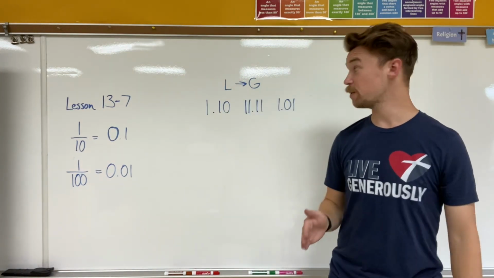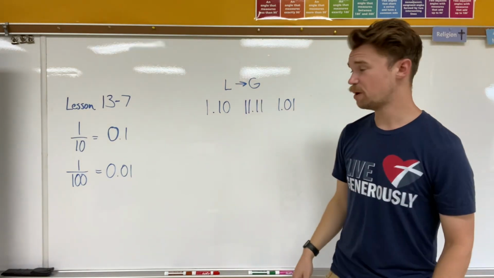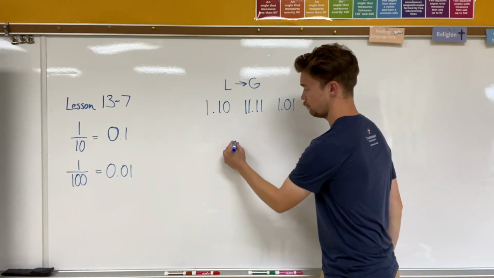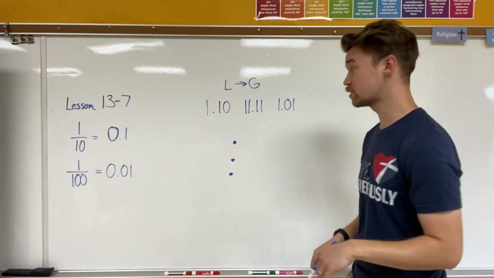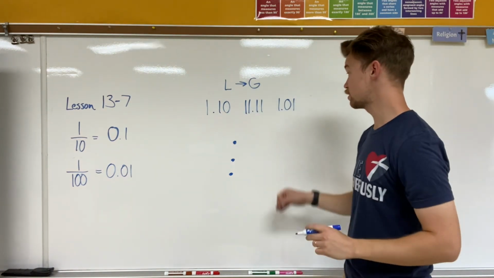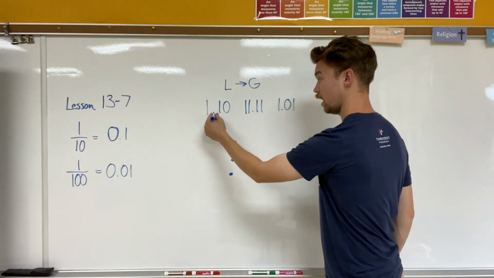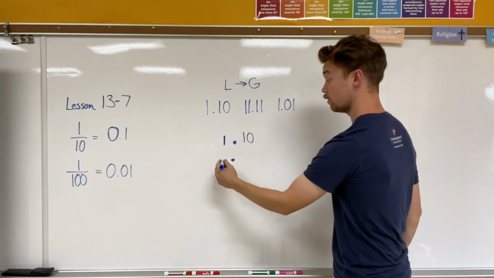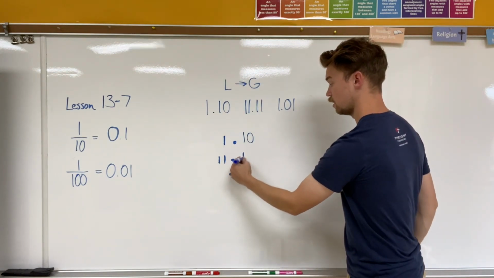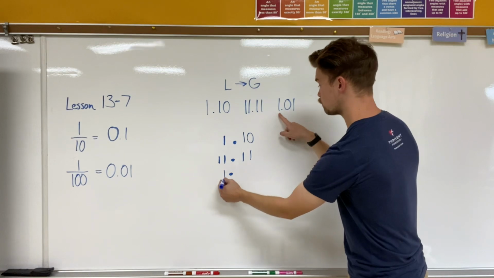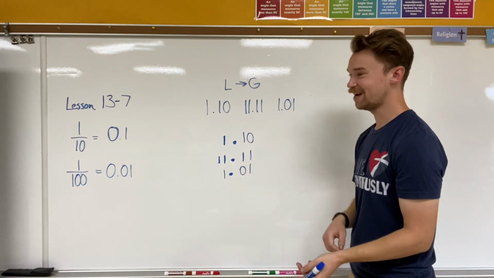Let's take a look at another example where we have whole numbers and decimals. Now, again, I'm going from least to greatest, but first things first is we need to line up our decimals. We have 1 decimal, 2 decimal, 3 decimal. Now I have 1 and 10/100ths, 11 and 11/100ths, and 1 and 1/100ths. I have 11, which means that I have a 1 in the ones place and a 1 in the tens place. So 11 and 11/100ths. And I have a 1 in the ones place and 1/100th in the hundredths place.